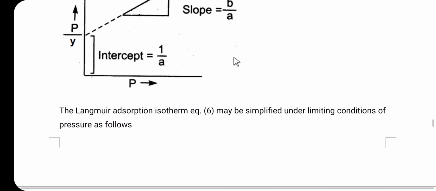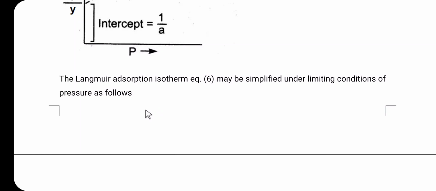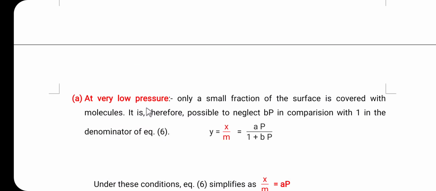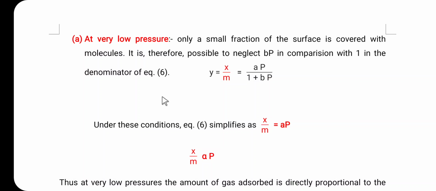So the Langmuir adsorption isotherm, that is equation 6, may be simplified under the limiting conditions of pressure as follows. There are 3 conditions. Condition number 1 is at very low pressure: only a small fraction of the surface is covered with the molecule. It is therefore possible to neglect Bp in comparison with 1 in the denominator of equation 6. Therefore it is possible to neglect Bp as compared to the 1.